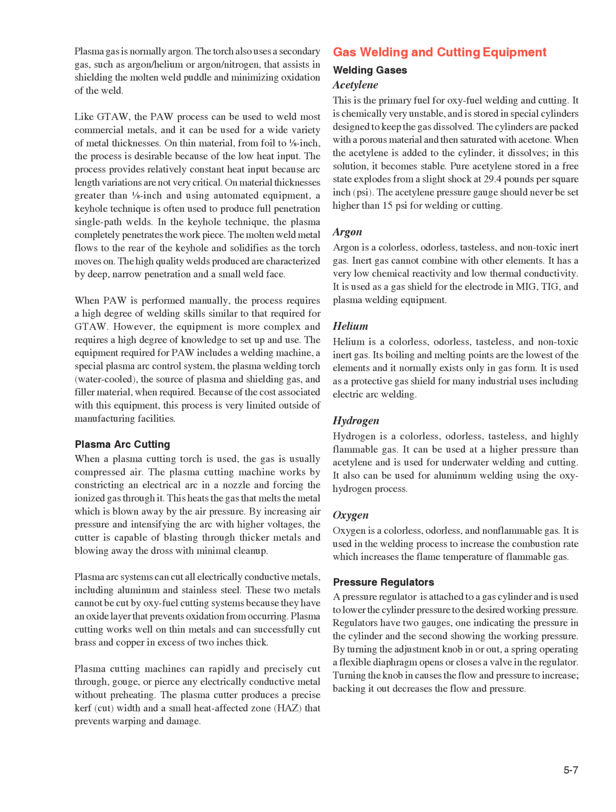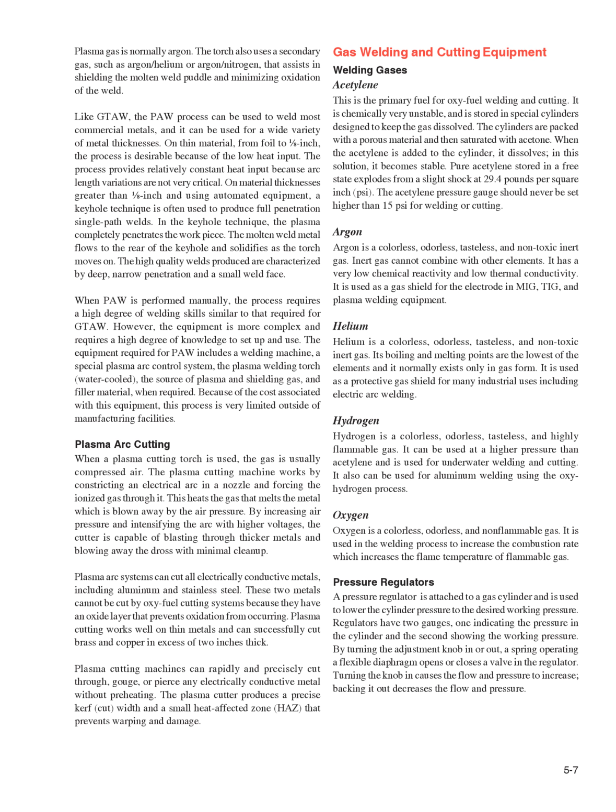Plasma arc systems can cut all electrically conductive metals, including aluminum and stainless steel. These two metals cannot be cut by oxy-fuel cutting systems because they have an oxide layer that prevents oxidation from occurring. Plasma cutting works well on thin metals and can successfully cut brass and copper in excess of 2 inches thick.